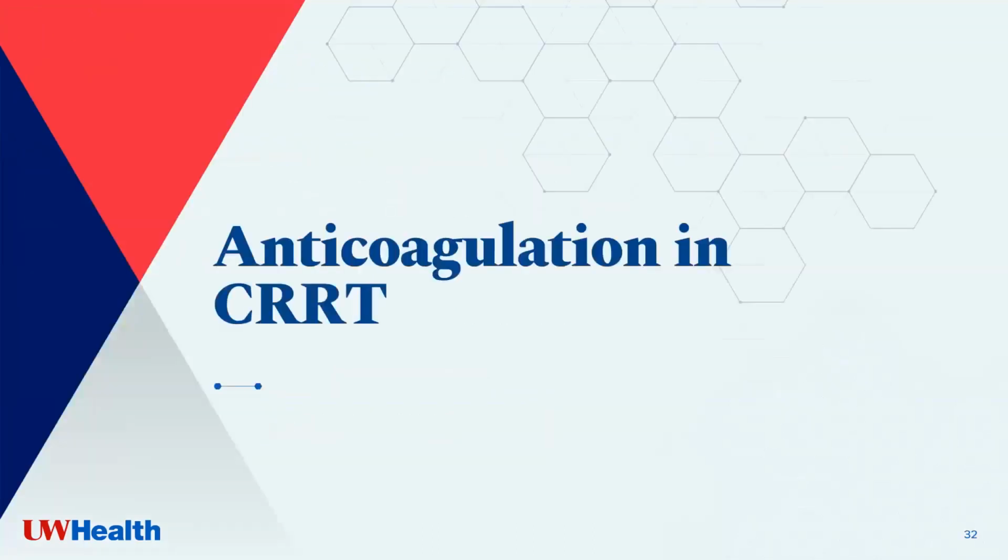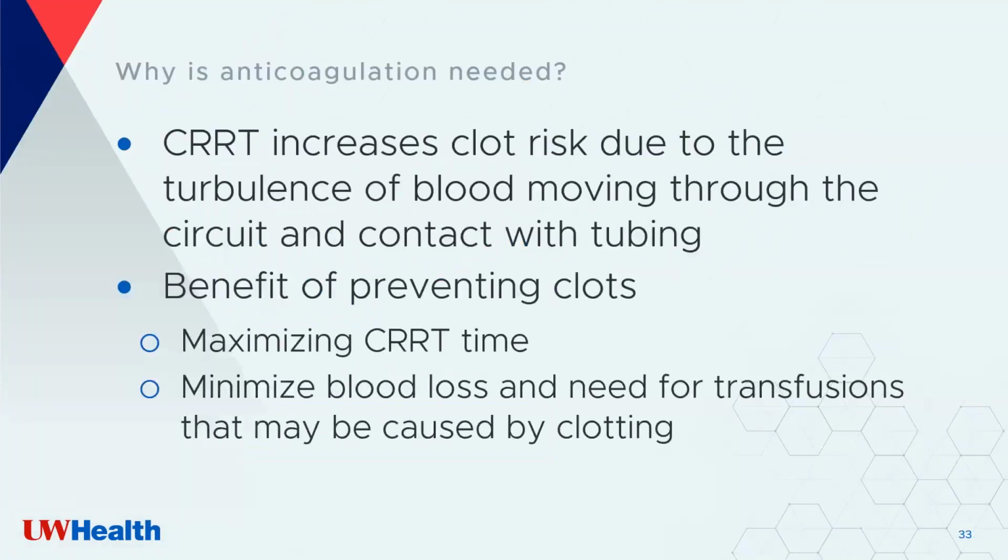Now that we have talked about how to adjust medications, I wanted to go into some of the supplemental orders that you may see with CRRT. The first one is anticoagulation in CRRT. Because of the turbulence of blood flow moving through the tubing and the circuit, there is an increased risk of clot. So it is necessary to have anticoagulation in order to help prevent these clots.